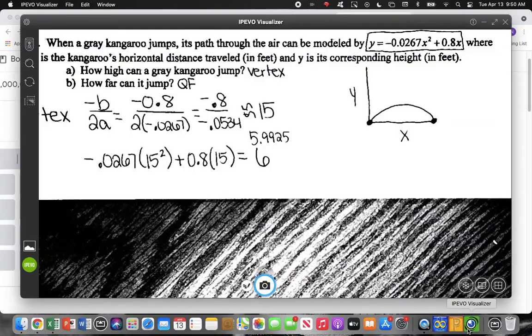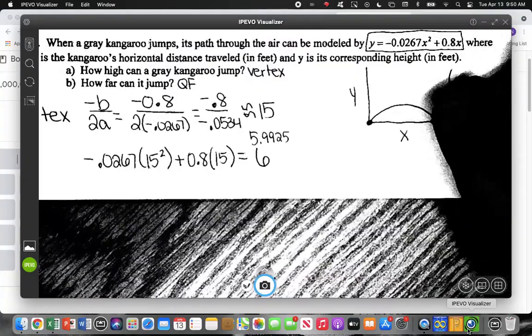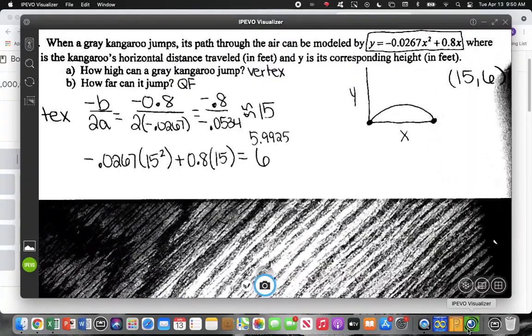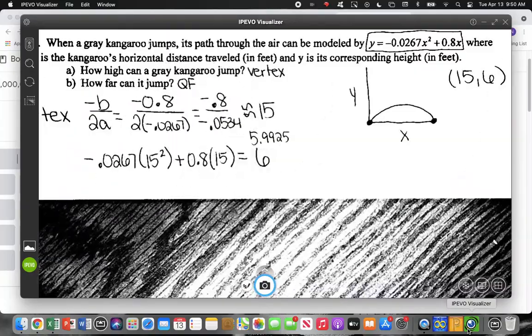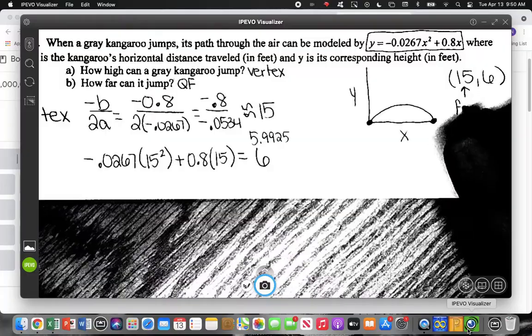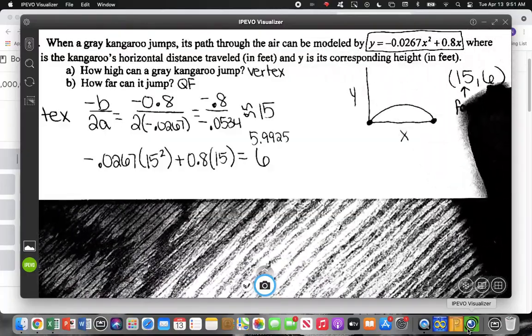All right, so if we look at this, which one is how high it can jump? Is it 15 or is it 6? So if you look at the x-axis, the x-axis is representing the distance traveled in feet. So this is how far it travels. Y is the corresponding height.